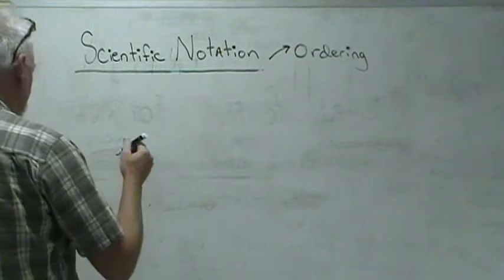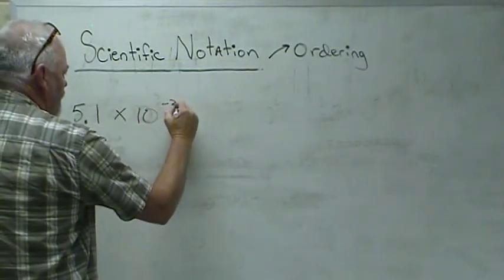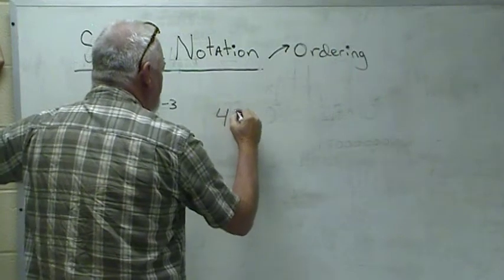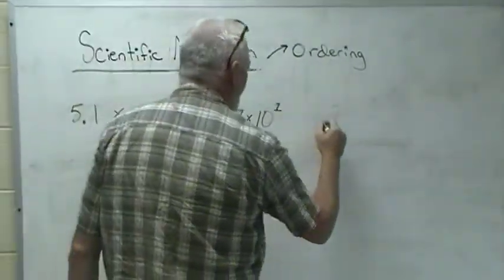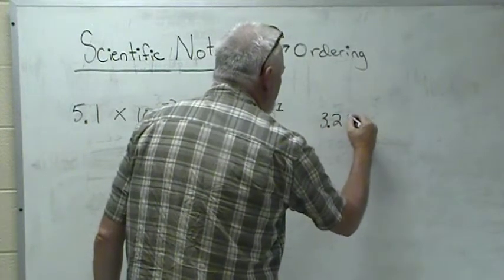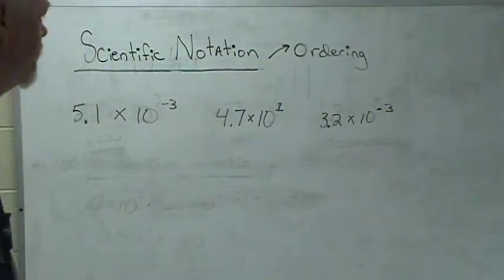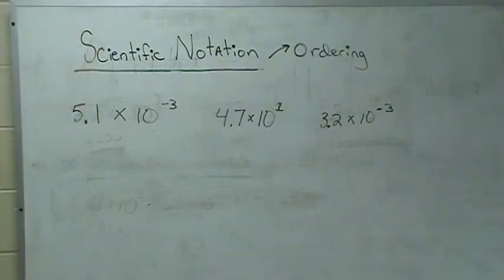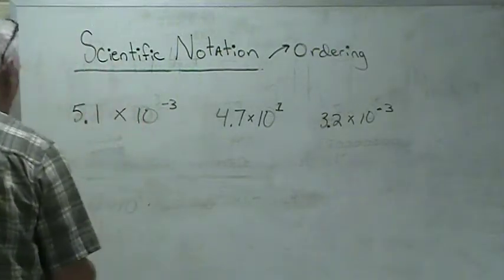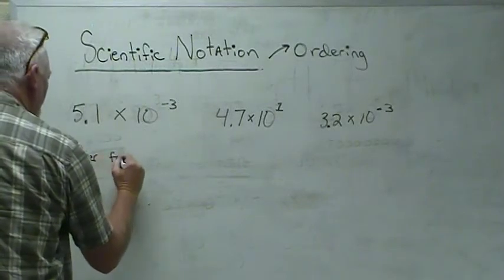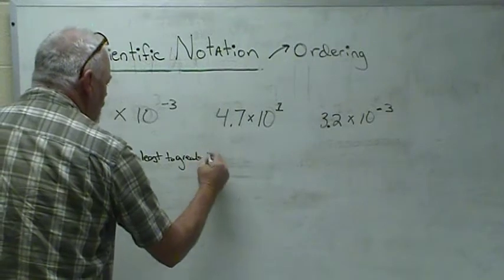All right, 3 more. Let's give you some more. Let's do 5.1 times 10 to the negative 3. Let's do 4.7 times 10 to the first power. And we'll do 3.2 times 10 to the negative 3. So, what do we do when we're ordering? First thing you look at is the exponent. Let's put the directions down: we will order from least to greatest.